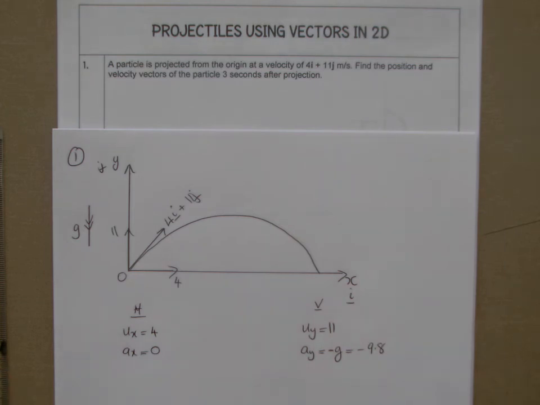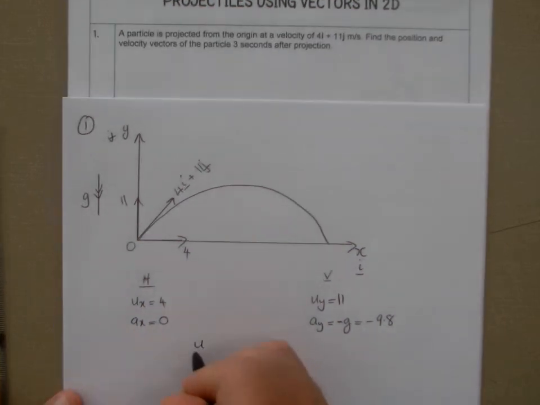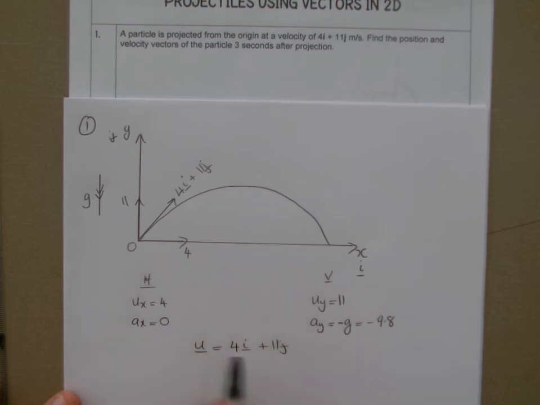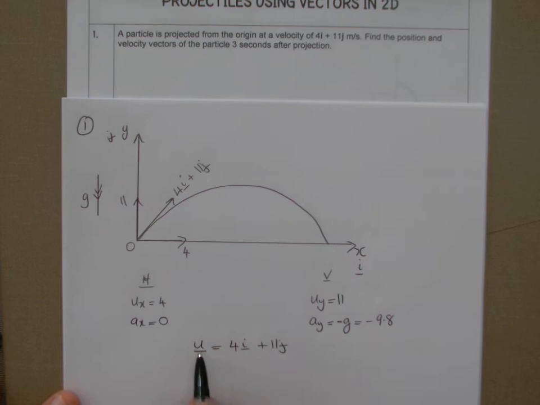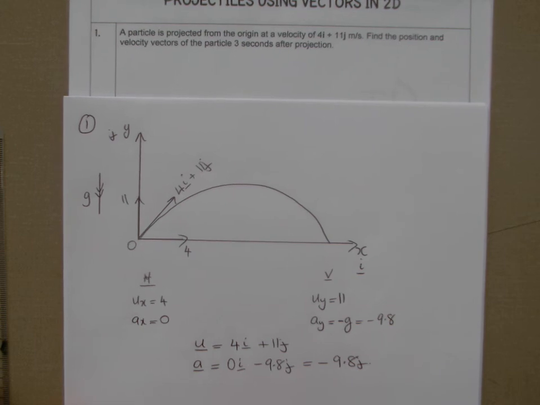That's when you strip it down in horizontal and vertical. But if you go back to the vector form, we could say the initial velocity u is 4i plus 11j. So remember to underline your vectors. That's the initial velocity u. And the acceleration of the particle is 0i, because it's not accelerating horizontally, but we've got minus 9.8j. So the acceleration is just minus 9.8j. Then it says find the position vector when t is 3.